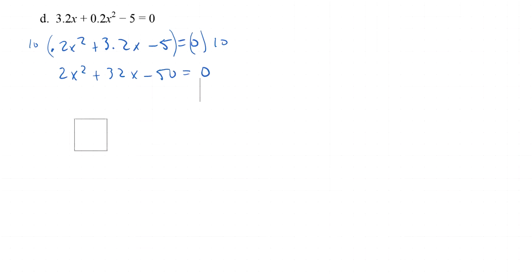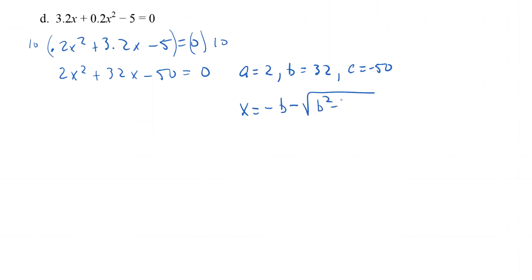Now at this point, I know my A value equals 2, my B value equals 32, and my C value equals negative 50. I know the quadratic formula is x equals negative b plus or minus the square root of b squared minus 4ac, all divided by 2a.